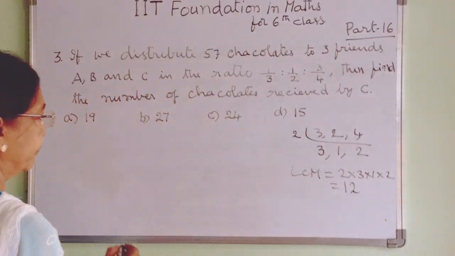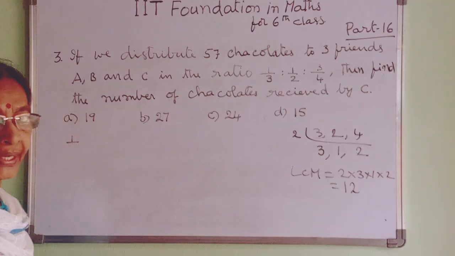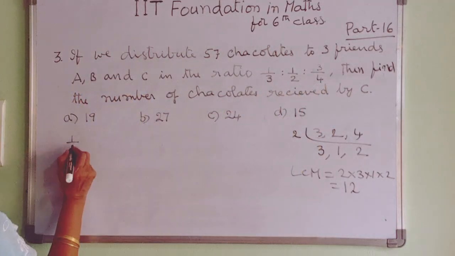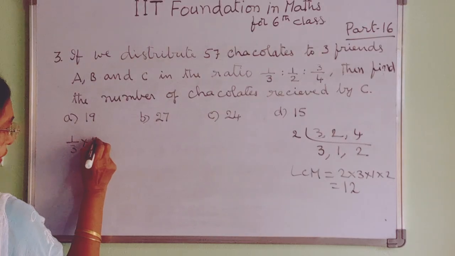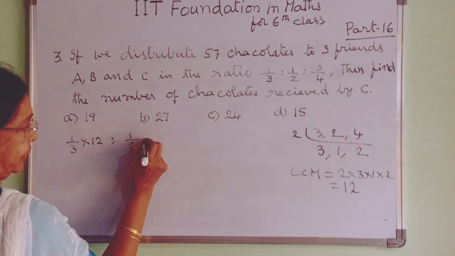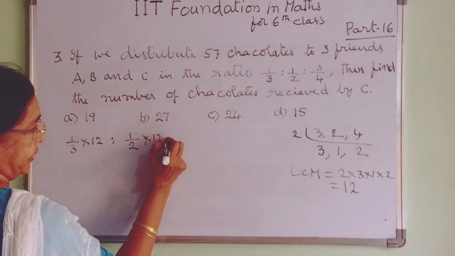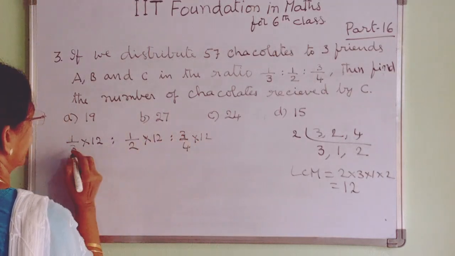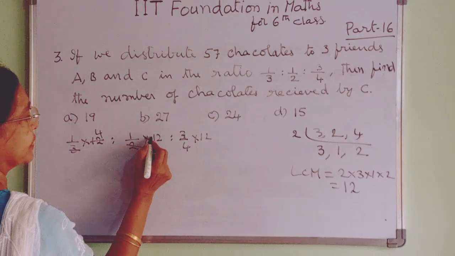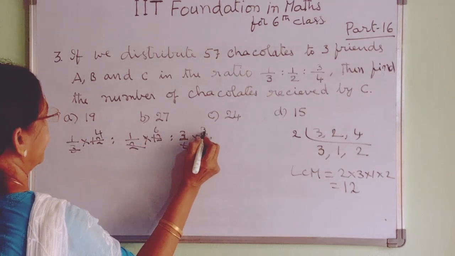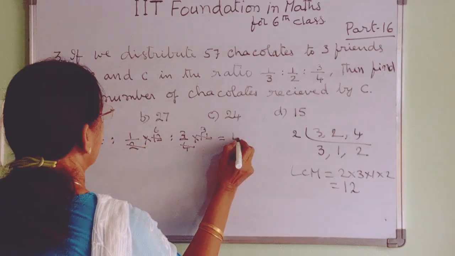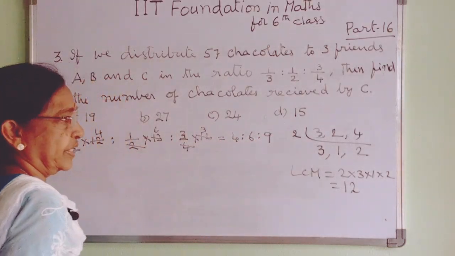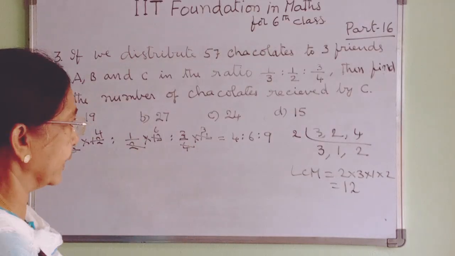LCM is 12. Therefore, multiplying each of the terms in the ratio by the LCM, we get 1 by 3 into 12 is to 1 by 2 into 12 is to 3 by 4 into 12. So 3 fours are 12, 2 sixes are 12, 4 threes are 12. That is equal to 4 is to 6 is to 3 threes 9. The ratio is 4 is to 6 is to 9.